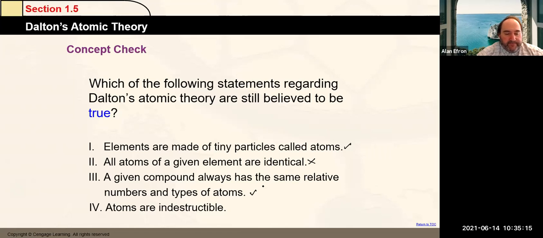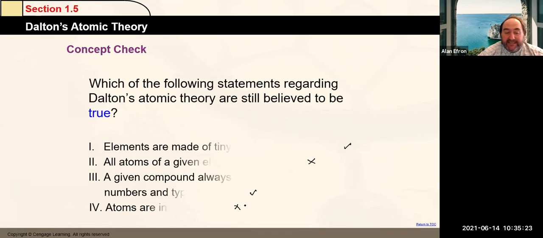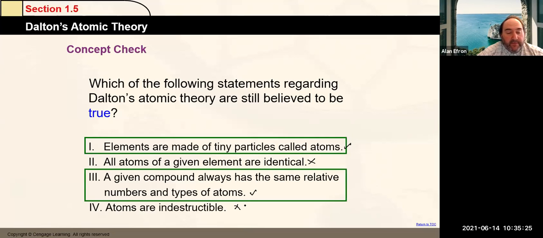And atoms are indestructible. Again, as we talked about with nuclear reactions, you actually can change the element. So number 1 and number 3 of Dalton's atomic theory are still correct. And again, the other two are not really correct in all aspects. Any questions on Dalton's atomic theory?